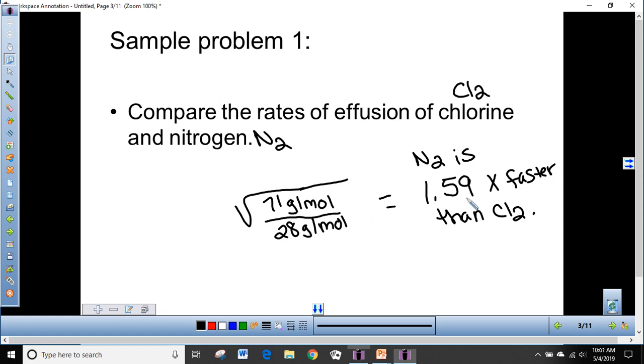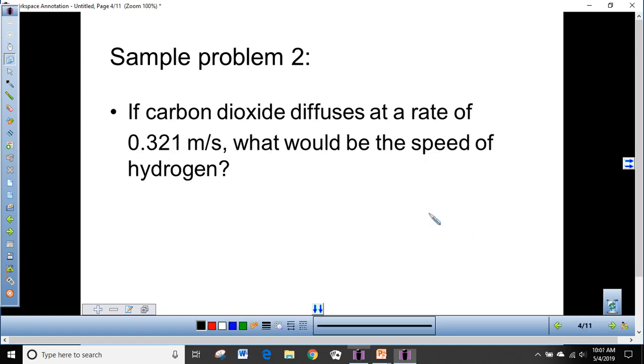So now we're going to take this and do an application process. It says if carbon dioxide diffuses at a rate of 0.321 meters per second, so what we've got here is an actual speed, how fast it's going, what would be the speed of hydrogen? The first thing you want to analyze is who's going faster, carbon dioxide or hydrogen? We can tell that by looking at molar mass. Carbon dioxide, being CO2, 1 carbon and 2 oxygens, is going to have a molar mass of 44 grams per mole.